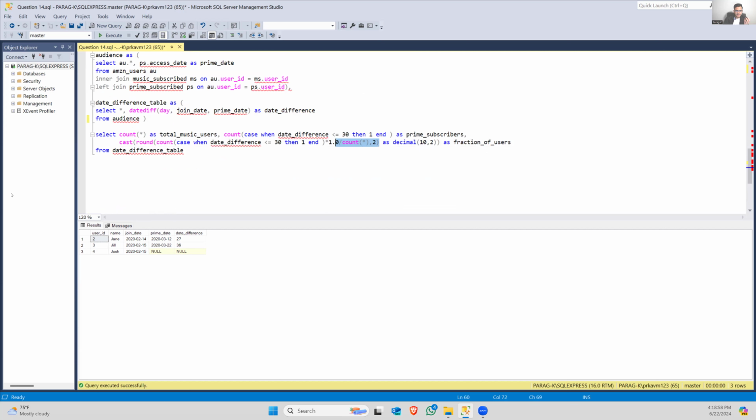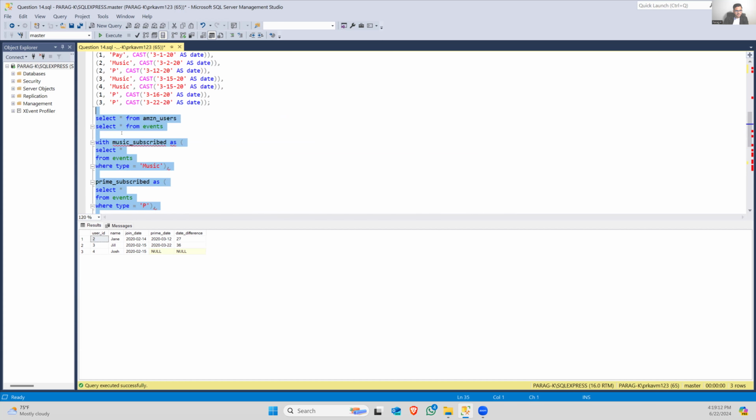But as we are using SQL Server, that is not enough. So we had to use cast. This is syntax that you probably have to remember. So cast as decimal 10 comma 2 as fraction users. When I run this particular query, you see in here I'm getting total music users, which was 3, as you remember, and the prime subscriber is only 1 because of the 27.1 date difference, and the fraction is 0.33.